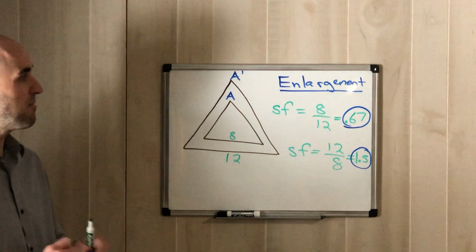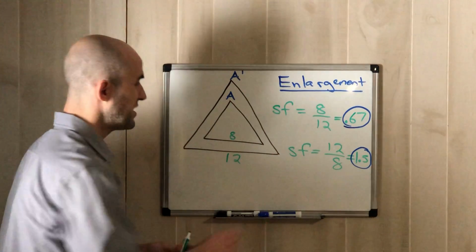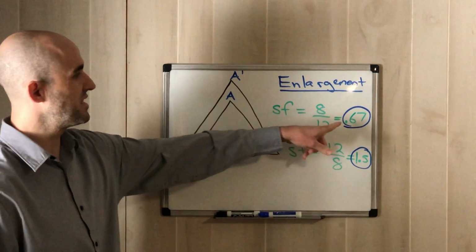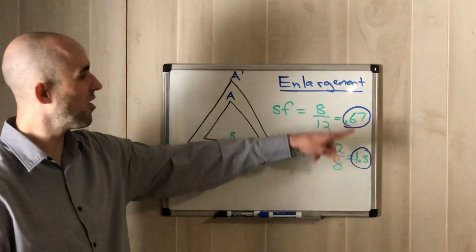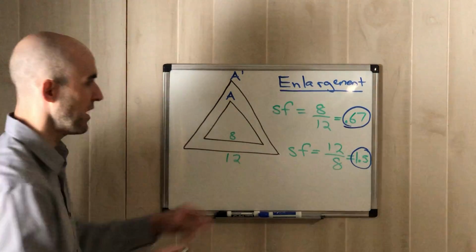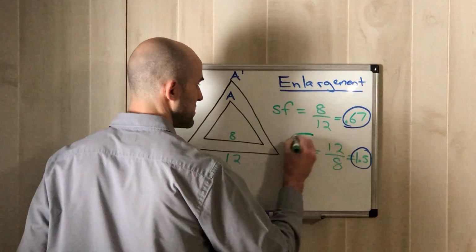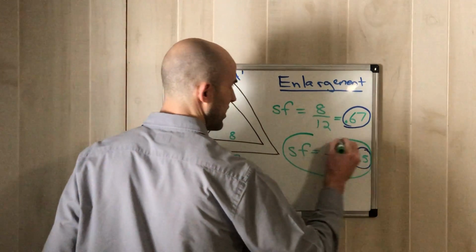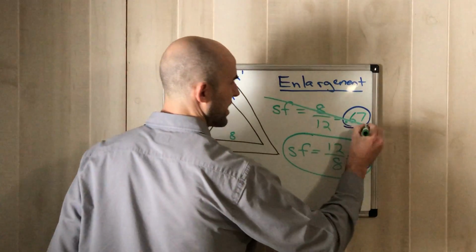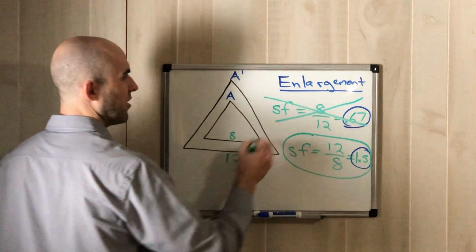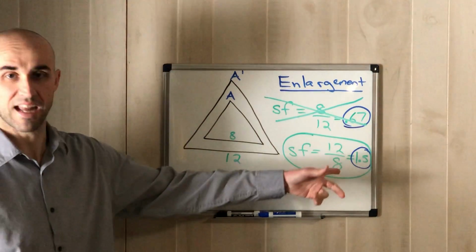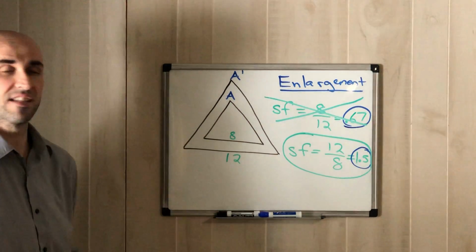And some of you already may be able to see this. We said it's an enlargement. 0.67 is getting smaller. 1.5 means it's getting bigger. So this would be our answer, right? This would be wrong because 0.67 means it's getting smaller. 1.5 means it's getting bigger, an enlargement. We said it's getting bigger.